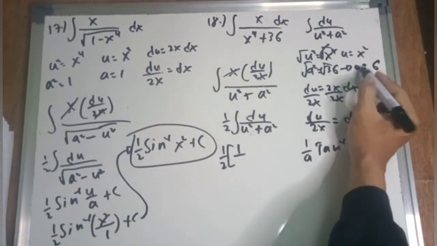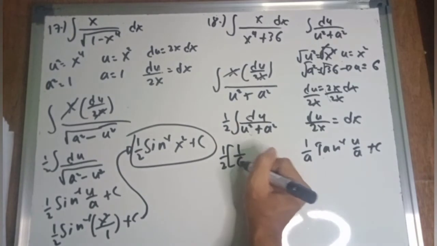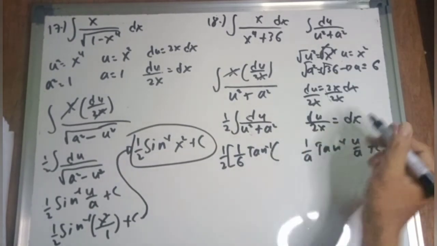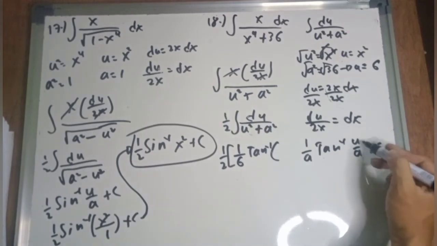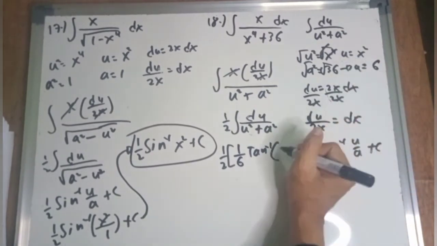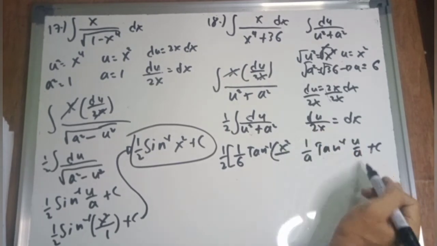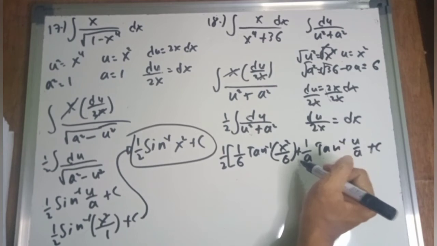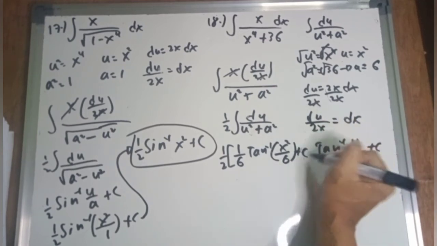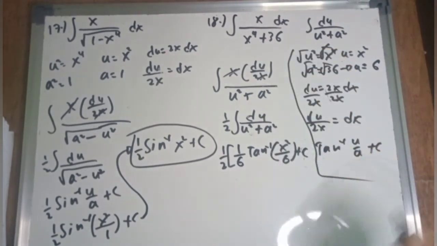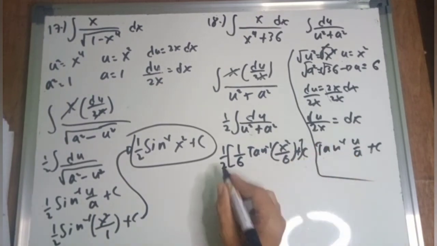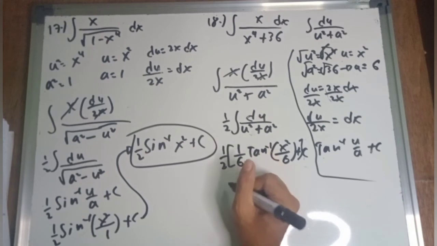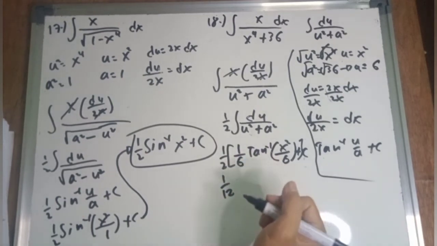But the a is equivalent of 6. So the denominator is 6. Inverse of tan u all over a, no? U all over a. But the u is x squared, all over a, so that is 6, plus c. So plus c. So the 1/2 is distributed. So that is 1/2 times 1 over 6. That is 1 all over 12.